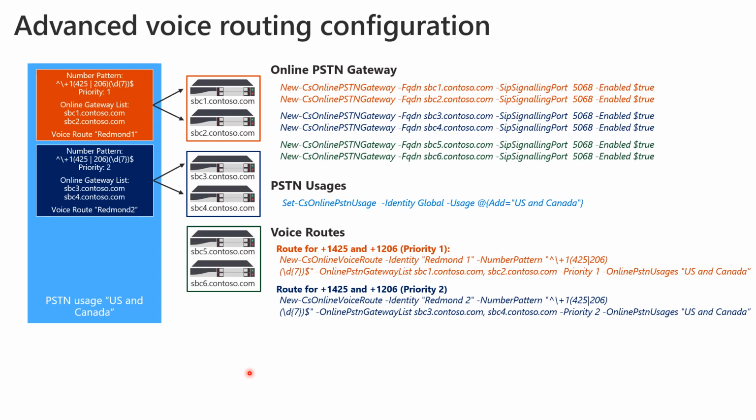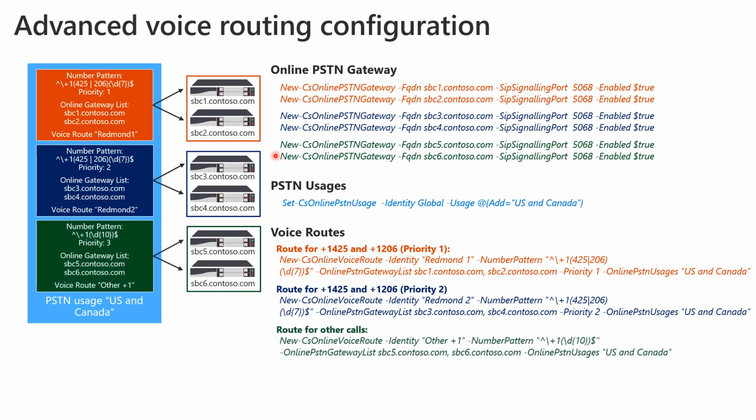Two more session border controllers in the mix. I've added 5 and I've added 6. And here's my voice route for the remaining calls. New-CsOnlineVoiceRoute, identity, other +1. So this is basically anything that starts with +1, as you can see by this number pattern. It's a full 11-digit dial, but starts with +1. My gateways are SBC 5 and 6. And again, I've linked it to the same usage of US and Canada. So now my usages are linked to my respective routes, which are linked to their respective gateways.